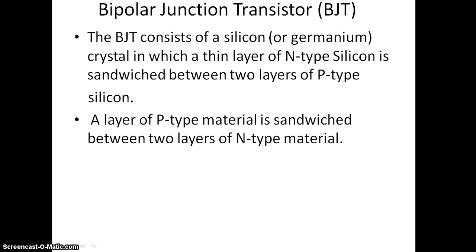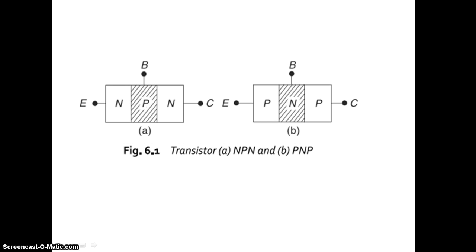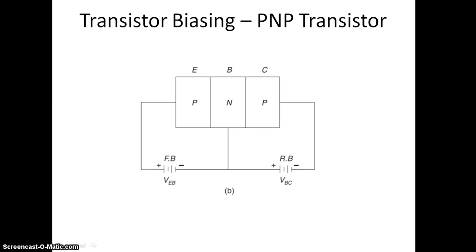First, let us discuss what a BJT is. The BJT stands for bipolar junction transistor, and it consists of a silicon crystal in which a thin layer of N-type silicon is sandwiched between two layers of P-type silicon. So there are two PN junctions in a bipolar junction transistor, and the current conduction is by both the majority and the minority carriers. So it is a bipolar device. A layer of P-type material is sandwiched between two layers of N-type material. So these are the symbols of the NPN and PNP transistors.